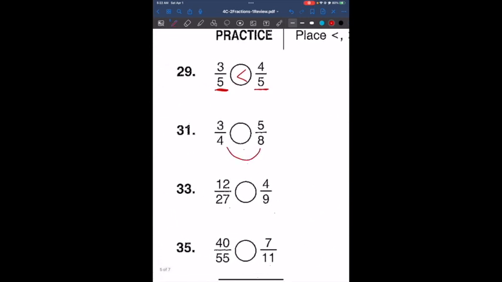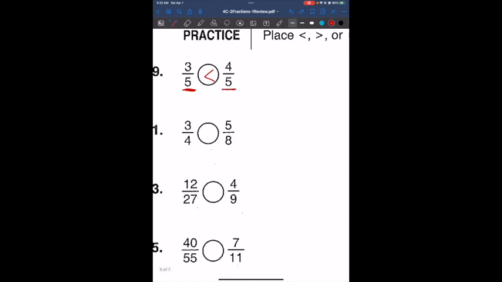Then to get from 4 to 8, we're going to change the denominator to 8. And so we multiplied by 2, so we're also going to multiply the numerator by 2. 6 is greater than 5, so 3/4 is greater than 5/8.